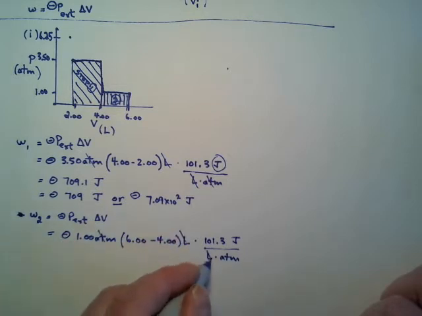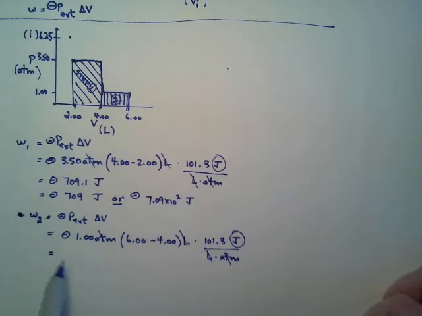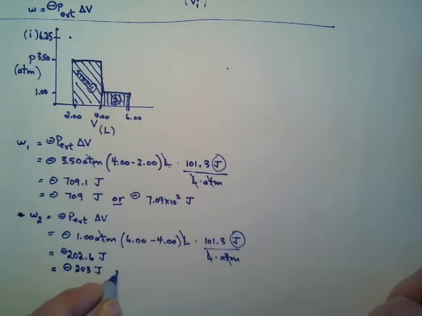Demonstrate unit cancellation. Demonstrate that the correct units will follow. And twice that. 202.6 joules, which in 3 significant figures becomes negative 203. And it is negative. Energy is leaving the system as work when it does an expansion.